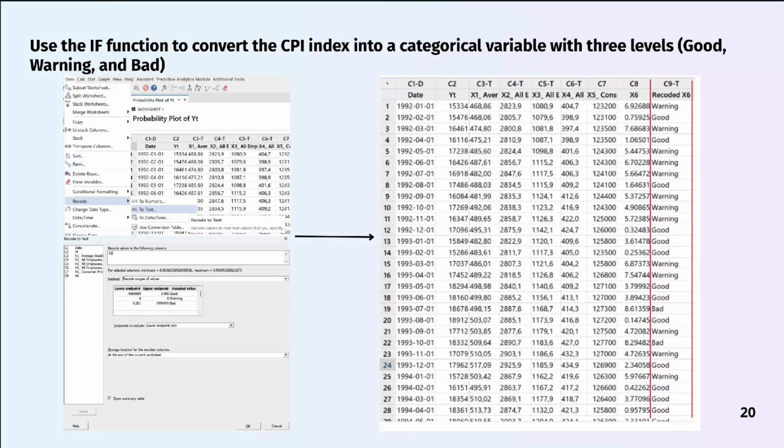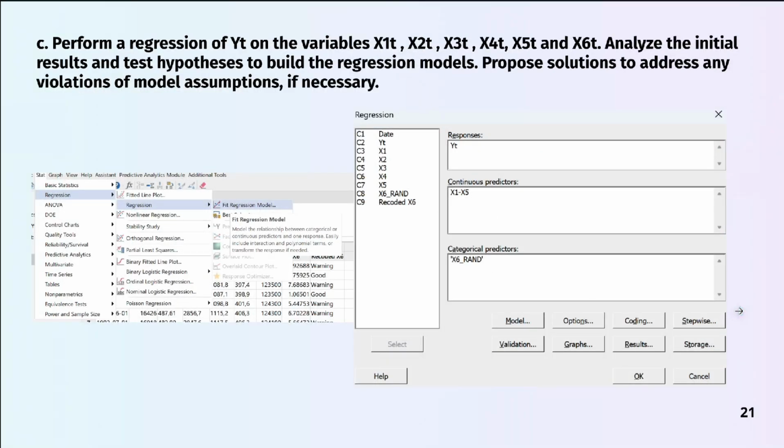Next, we use the recode data function to categorize the CPI variable into good, warning, and bad. The results are as follows. After obtaining the data, we use Minitab to perform the regression analysis.